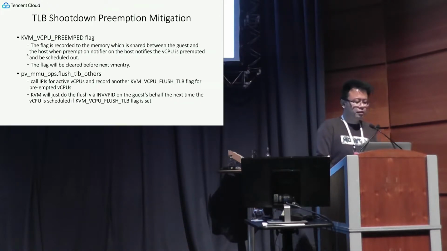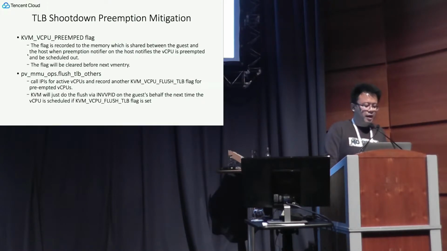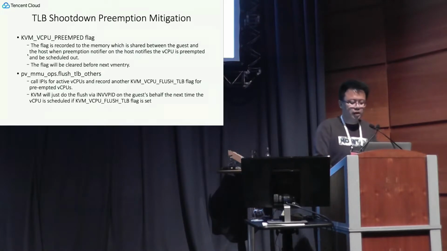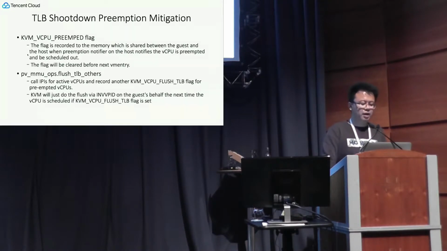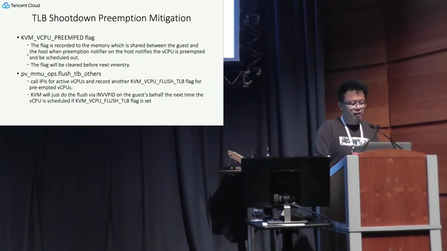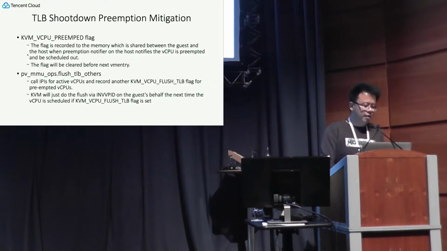I add a flush TLB others hook to the PV MMU ops. It will send IPIs to the active vCPUs directly as before, but for the inactive vCPUs, it will record another flag, the KVM vCPU flush TLB flag, which means the vCPU is preempted and we need to do another TLB flush before the VM entry. KVM will just do the flush with INVVPID on the guest's behalf the next time the vCPU is scheduled, if the KVM vCPU flush TLB flag is set.